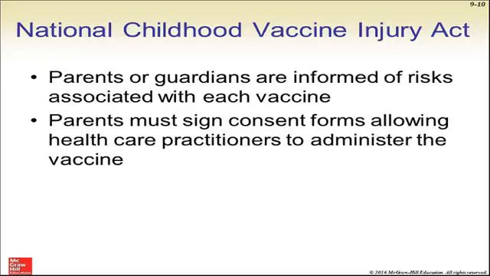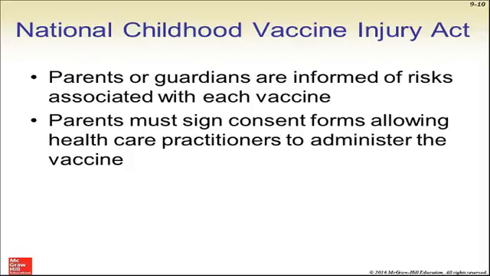The National Childhood Vaccine Injury Act. Let's talk about that for a second. It was enacted in 1986. Again, you don't have to know that date, it's just informational. But it was created by the National Vaccine Injury Compensation Program to create protection for vaccine manufacturers. And that is important to know for your quiz.